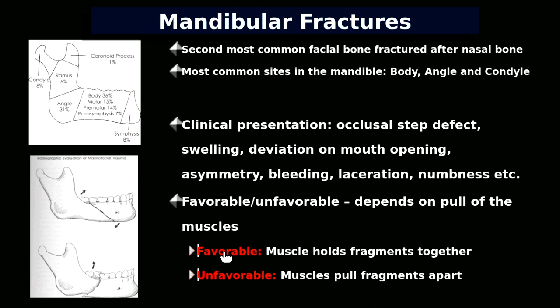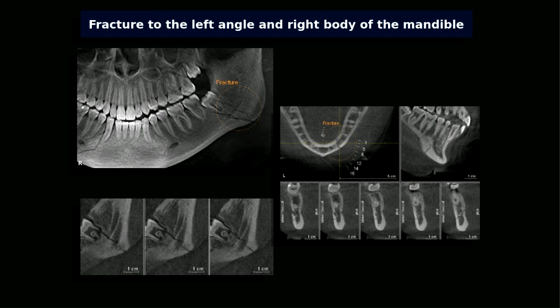Okay. The only two things you have to know is whether the fracture is favorable or unfavorable. Favorable means fragments come together, which are easier to fix. Unfavorable means muscle pulls it here and there, and that's where it becomes a little tricky. Now you have to pull it back and fix it back.